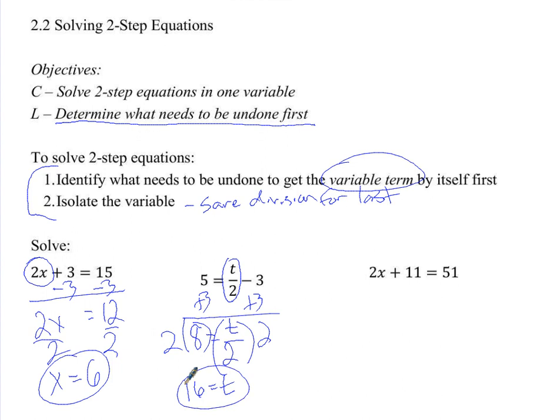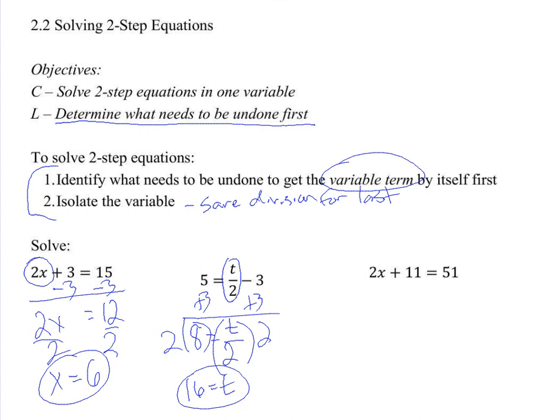And what should we do now? Yeah, check it. It's really easy to check. Just get in the habit. 16 goes in right here. 16 divided by 2 is 8 minus 3 is 5 equals 5, so we got it right. Third one, what should we do first?